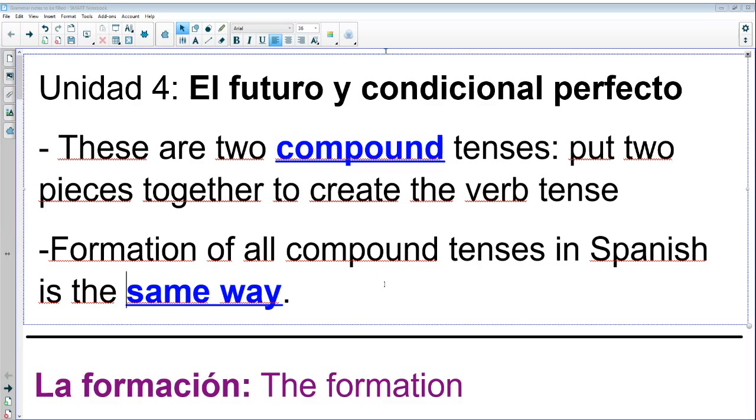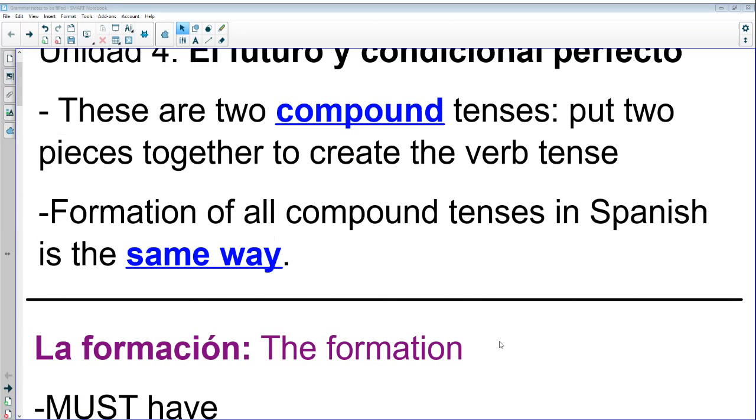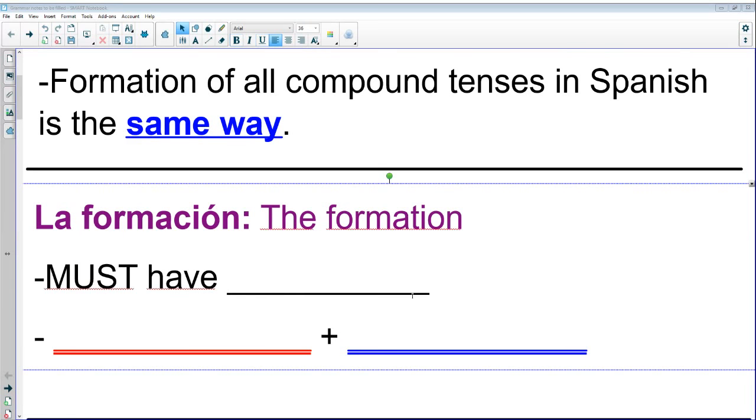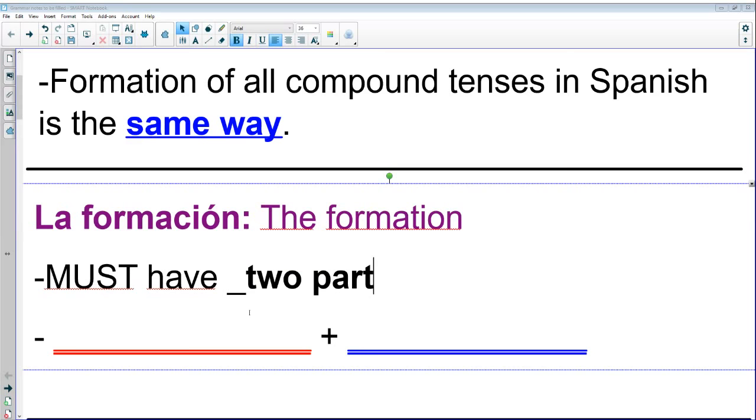All right? So you've actually learned two compound tenses in the past. You learned the present perfect and the past perfect in Spanish too. So now today we are focusing on the future and conditional perfect. So let's go through how to form them, and hopefully this will ring some bells in your head. Please remember that because this is a compound tense, it must have two parts. Okay, if you don't have the two parts, you're missing something. And the two parts for all compound tenses are the same.